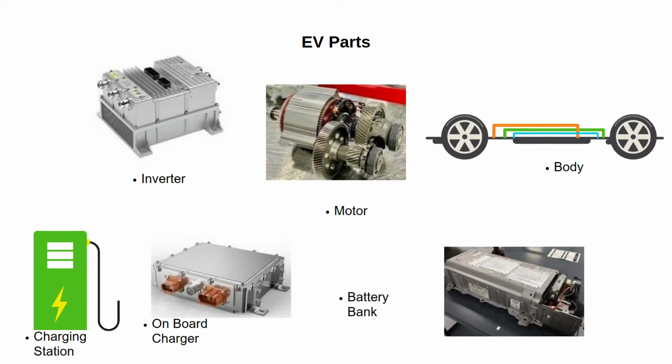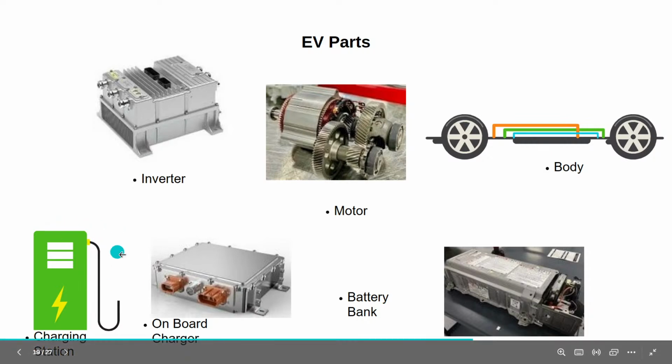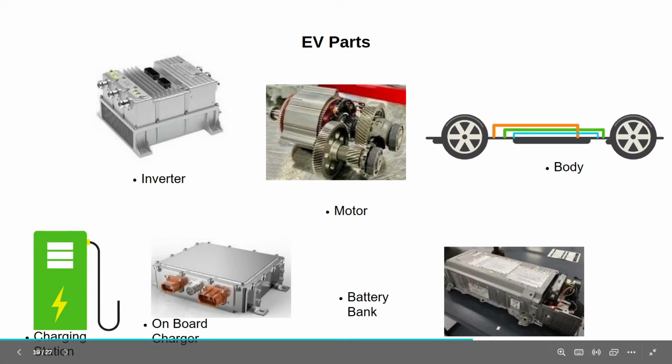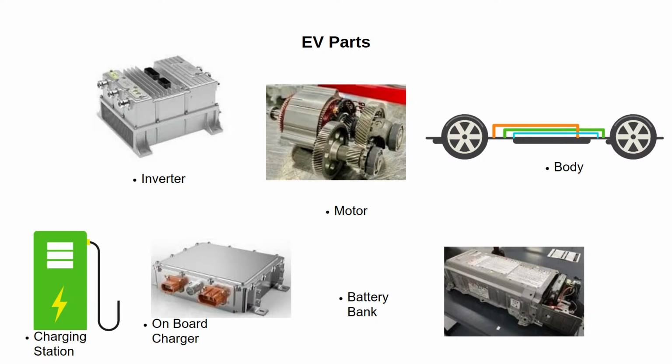So next one is the onboard charger. What is the purpose of the onboard charger here? The onboard charger converts the AC power from the charging station to the DC power that can be stored in the battery. The charger is typically built into the electric vehicle and is capable of accepting power from different charging sources. That's why we use the onboard charger here.